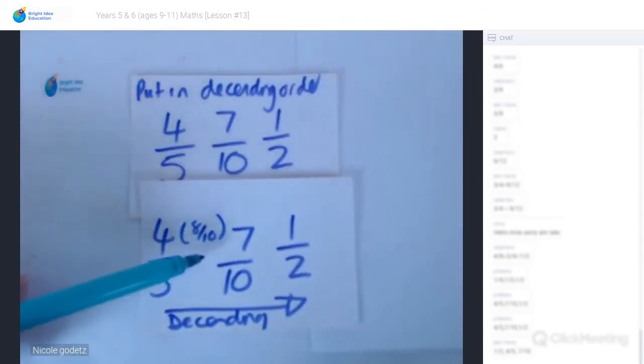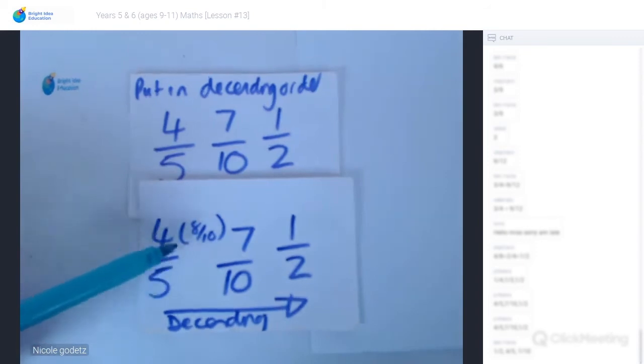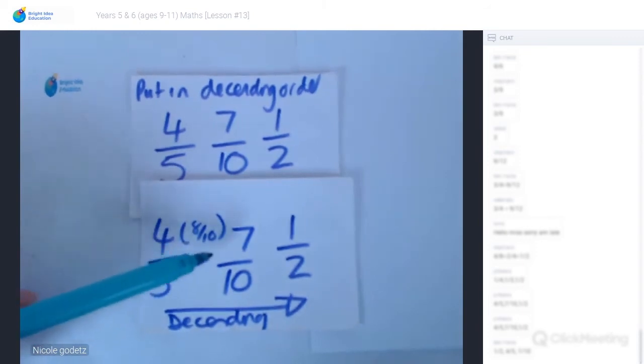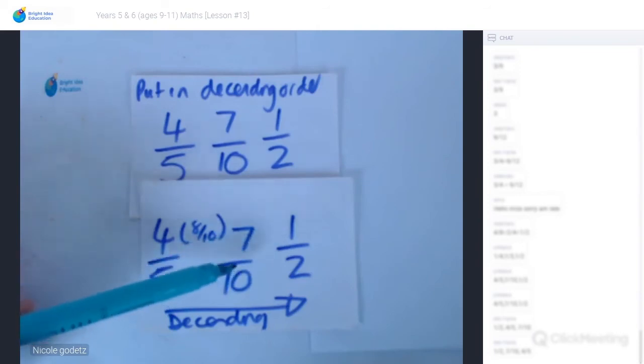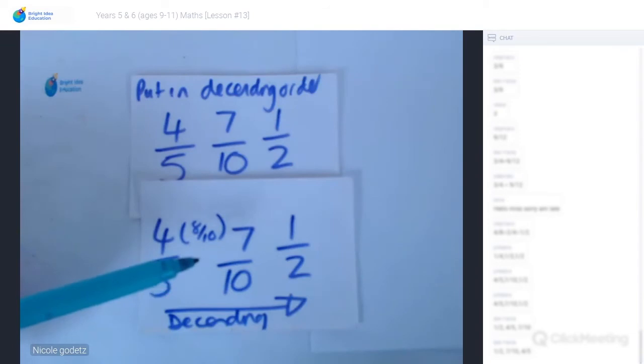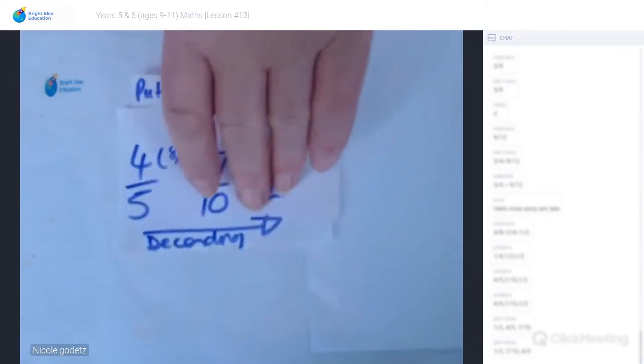because I changed 4/5 into the equivalent fraction of tenths, double the bottom, double the top, straight away I could see that was 8/10, which is more than 7/10, which is more than a half, because 5/10 are a half. So make sure you know your fractions. You don't want to get cheated out of pie.